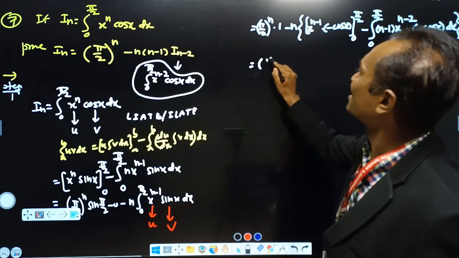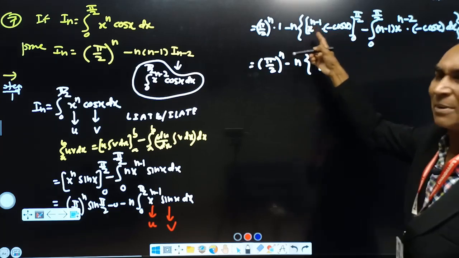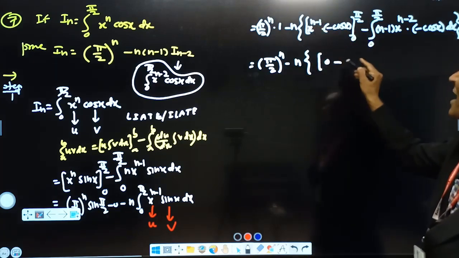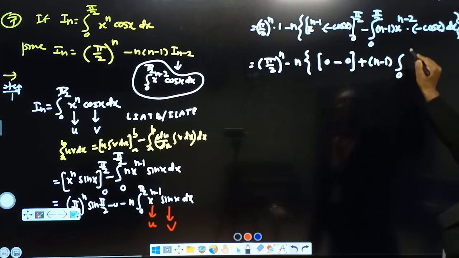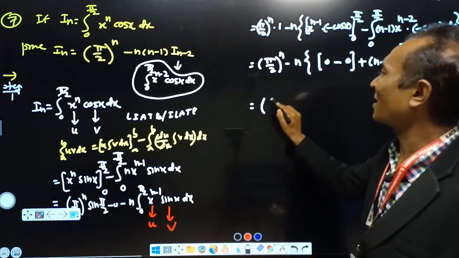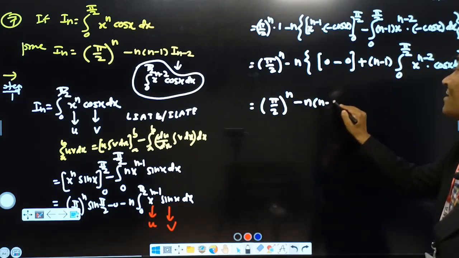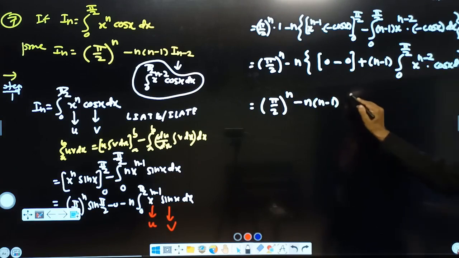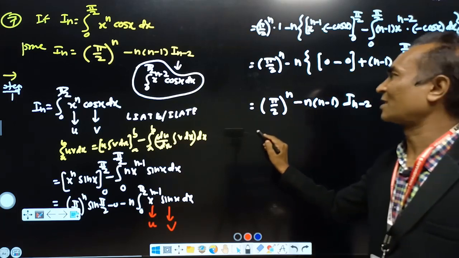Simplify. Pi by 2 raised to n minus n, upper limit pi by 2, cos pi by 2 is 0. For the lower limit, x replaced by 0, minus minus plus n minus 1, integral 0 to pi by 2 of x raised to n minus 2 into cos x dx. Now it is pi by 2 raised to n minus n into n minus 1, correct? And what is the value of this integral? It is I suffix n minus 2. Whatever the power of x, that is the suffix: the power of x is n minus 2, so it is I suffix n minus 2, which is nothing but RHS.